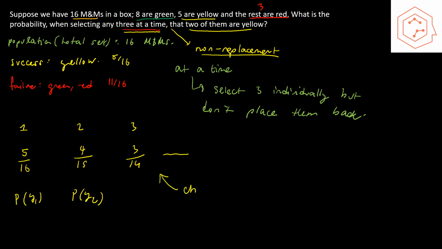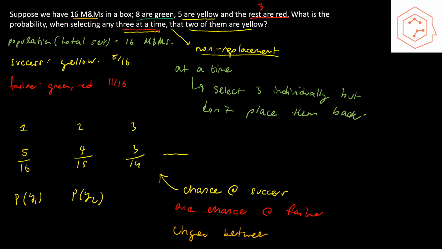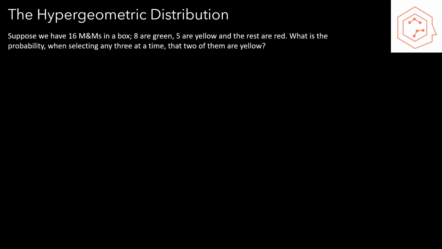And so your chance at success and chance at failure changes between trials. And so this situation is not binomial. Since we said in the last video that for an experiment to be binomial, the chance of success, or P, and the chance of failure, or Q, need to remain consistent between successive trials. And over here we can see that that's not the case. So the way to properly answer this question is to employ the hypergeometric distribution.